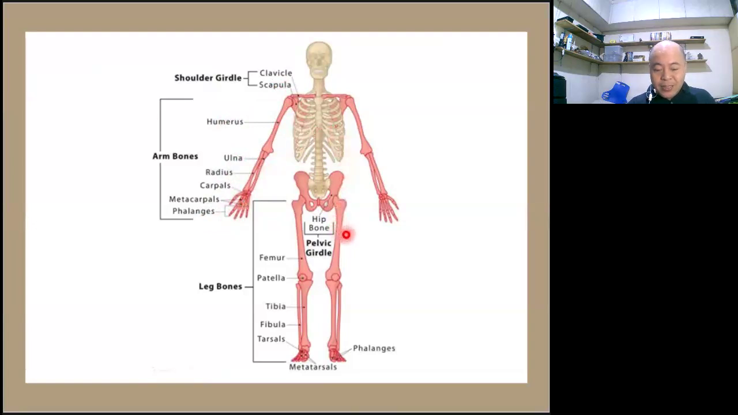Now we go to the anterior portion, the hip bone or pelvic girdle, including the legs. For the legs, we have the femur, the biggest, longest bone. Patella, or the kneecap. We have the tibia and fibula. And if we have the carpals on the arm, we have the tarsals on the leg, and metatarsals. The fingers of the feet are also called phalanges.